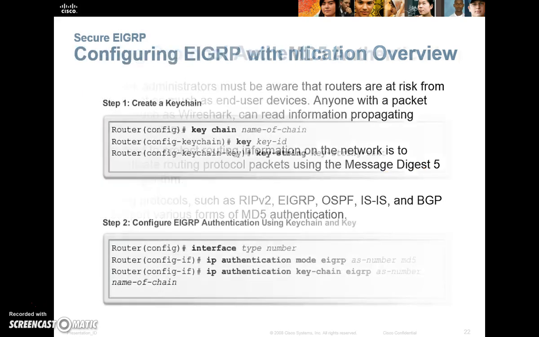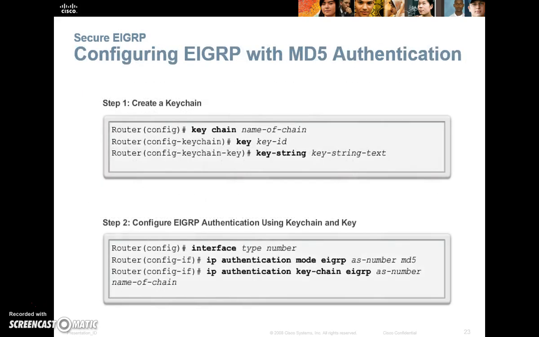Okay, the process is actually quite similar to OSPF. The first step is to create a key chain, and then create a name for the key chain. Now you can have multiple keys, but you need at least one key. This key is actually your encryption key. So in our example, we just use one key.